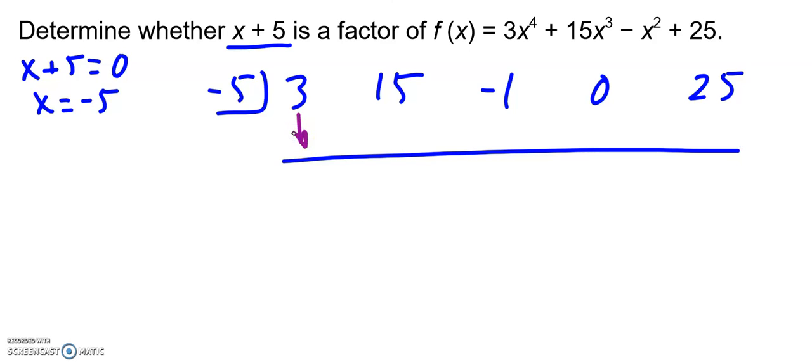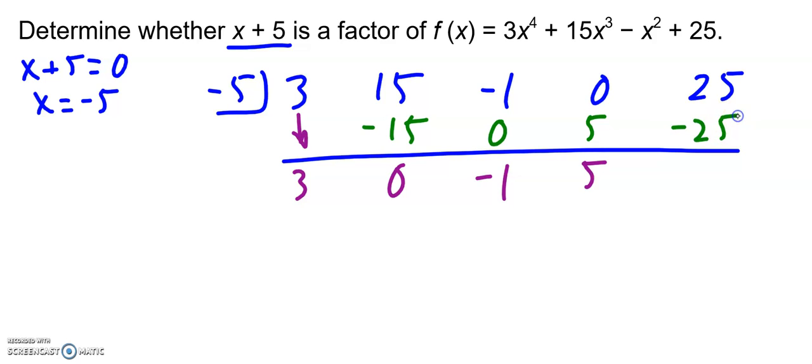We're adding 0. So this becomes 3. -5 times 3 is -15. 15 plus -15 is 0. -5 times 0 is 0. -1 plus 0 is -1. -5 times -1 is 5. 0 plus 5 is 5. -5 times 5 is -25. And 25 plus -25 is 0.